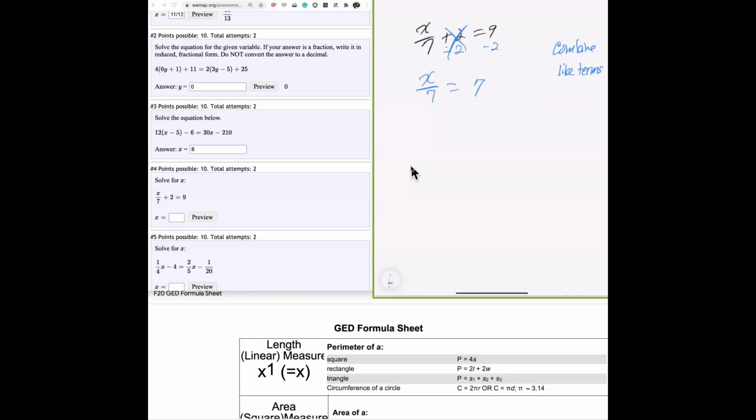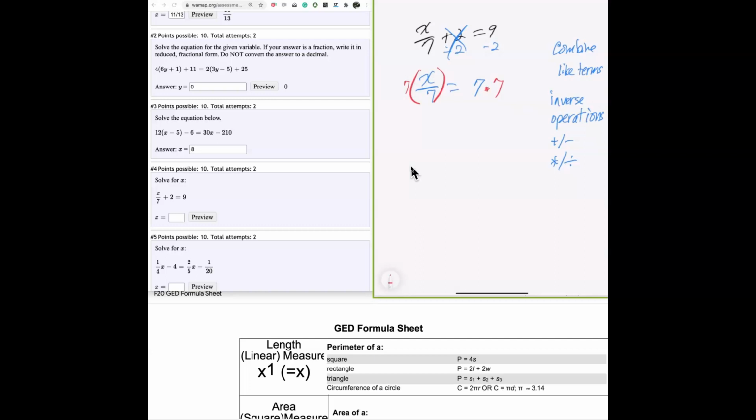So now what do we do? You guys remember inverse operations? What's happening to the x right now? It's being divided, isn't it? So we've got the inverse of addition is subtraction, and the inverse of multiplication is division. We've got division going on, division by 7. So we're going to do the inverse, which is multiplication, and we're going to multiply that x by 7. We have to multiply both sides by that.